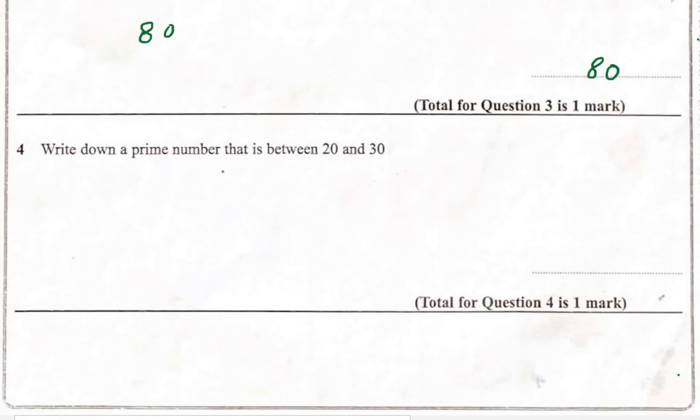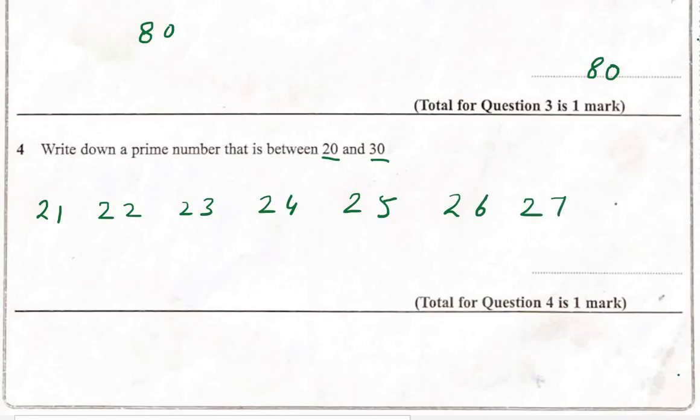Write down a prime number that is between 20 and 30. You should know what a prime number is. I'm going to write all the numbers between 20 and 30, then we're going to find it. So 21, 22, 23, 24, 25, 26, 27, 28, 29. Now these are the numbers between 20 and 30.